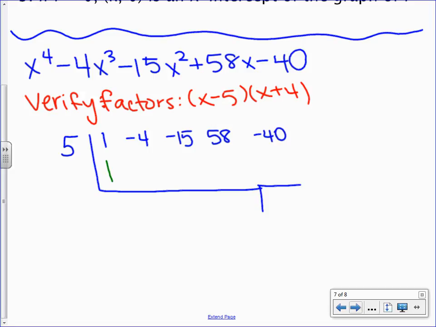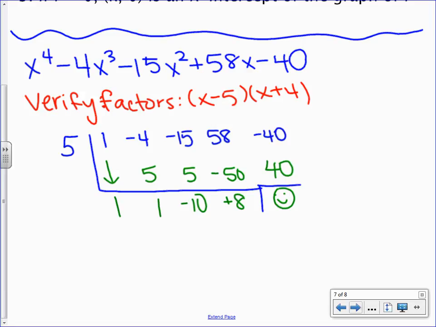Okay, let's check it. Drop down the 1, multiply, add together, multiply, add together, multiply to get 8. Positive 8, multiply to get 40, so we have a remainder of 0. Right? Okay, so we have verified that x minus 5 is a factor. Now, we also need to verify that x plus 4 is a factor, but then we're also going to have to factor this out completely.